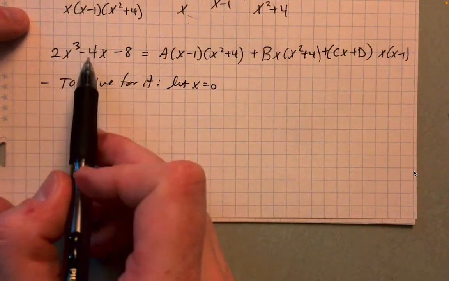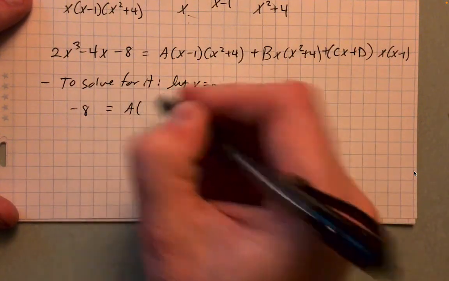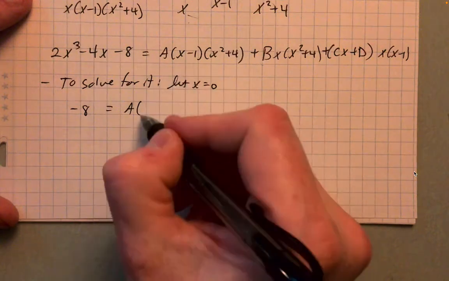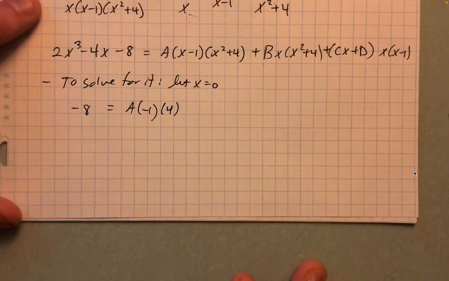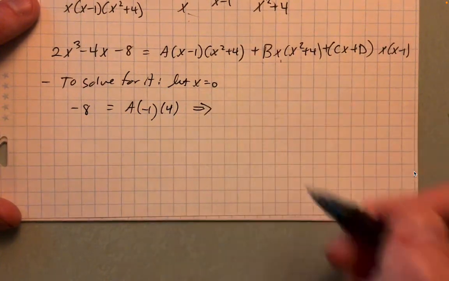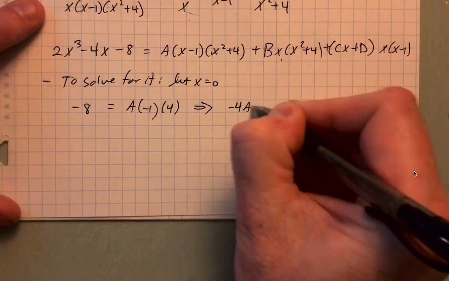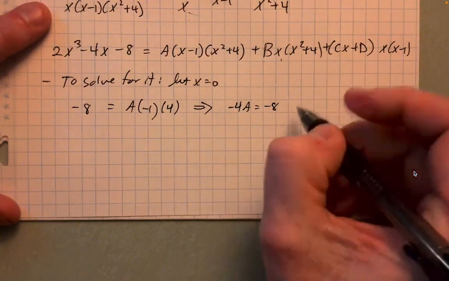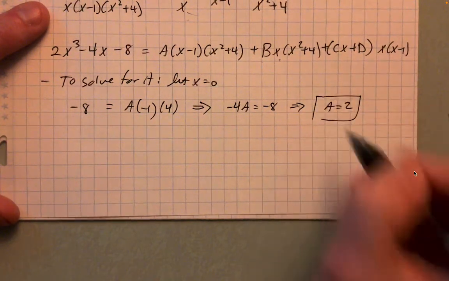So you get negative 8 equals a times negative 1 times 4. Okay, and then these two terms 0 out. And so that means what? It means you've got negative 4a equals negative 8. And so that means a equals 2. There's the first one.